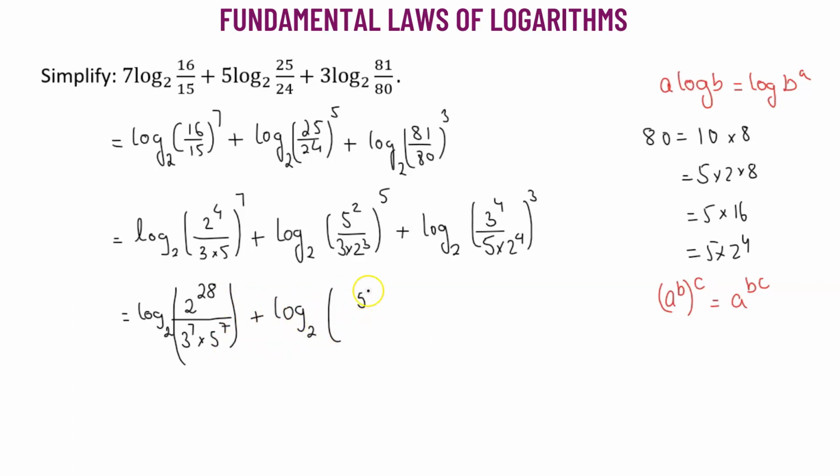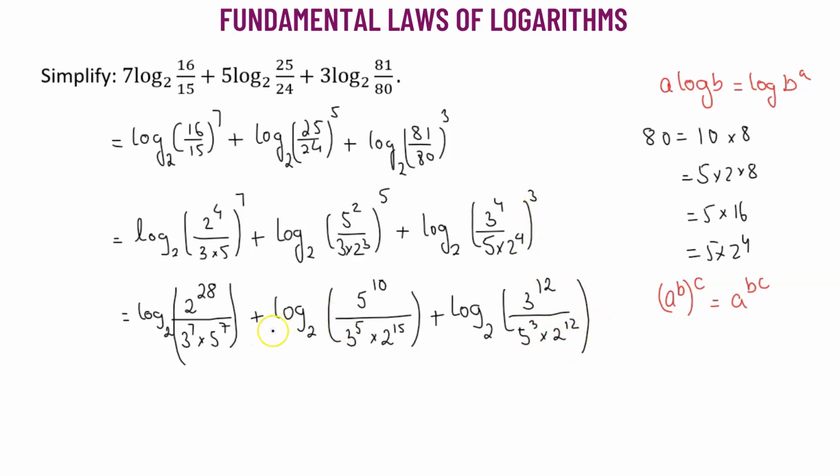We have 5 raised to the power of 2 times 5, so that will be 10, divided by 3 raised to the power of 5 times 2 raised to the power of 3 times 5, which is 15, plus log base 2. We have 3 raised to the power of 4 times 3, so that's 12, divided by 5 raised to the power of 3 times 2 raised to the power of 4 times 3, so that's 12. Now we have 3 logarithms.